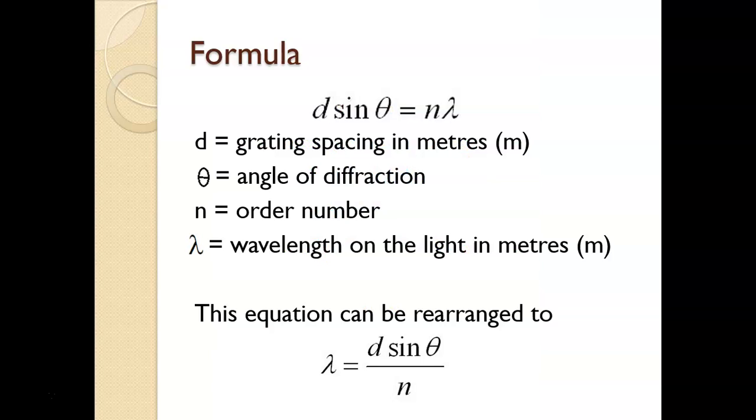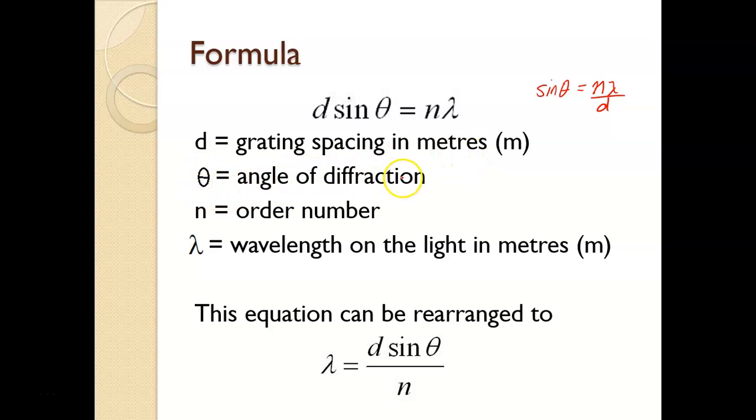So there's a couple of formulas associated with this. The first one is d sine theta = n lambda. I believe your formula sheet, though, has sine theta equal to n wavelength over d, right? Where d is the spacing between the lines in meters.